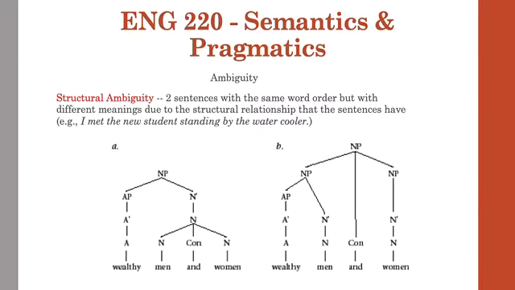If we look at this example here, I met the new student standing by the water cooler. The standing by the water cooler is about either the meeting or the student, right? So imagine that you guys are sitting at the table looking at the new student standing by the water cooler. Or you're in the library and totally somewhere else, and you're telling your friend that while you were standing by the water cooler, you met the new student. This is structural ambiguity, and we can represent this in the trees that you guys learned to draw.